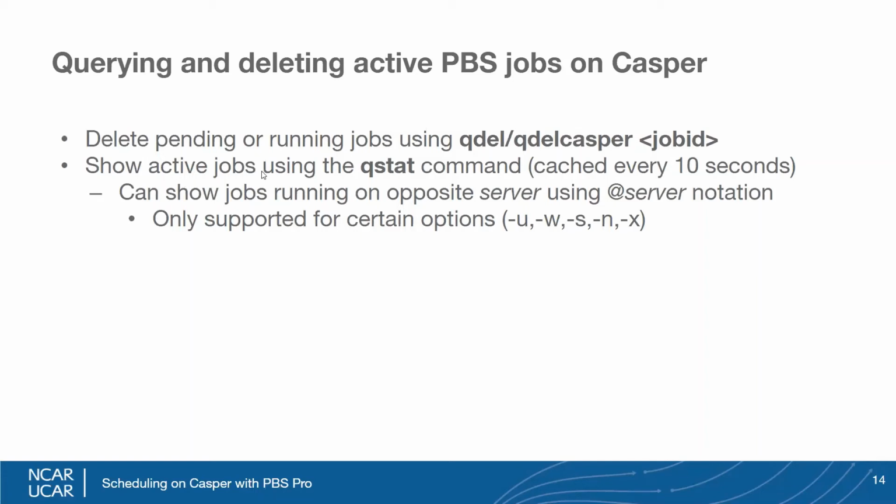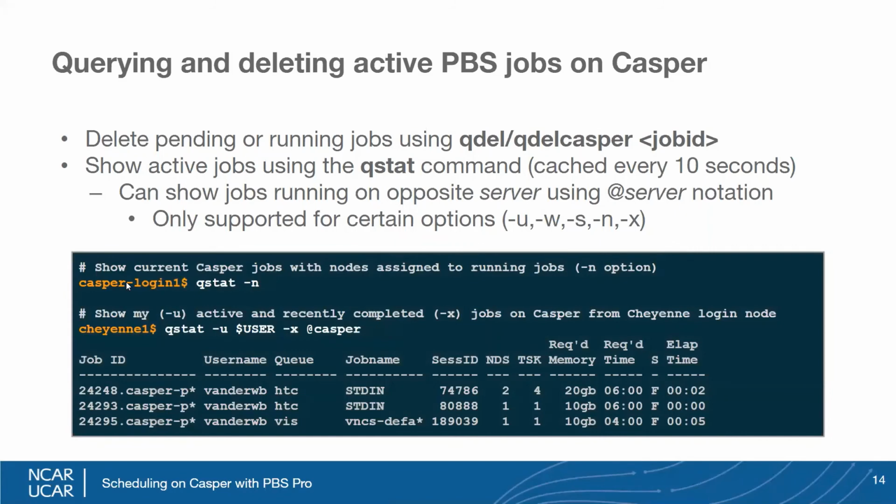If you want to show active jobs, you can use the qstat command, and on both systems we have this cached every 10 seconds, so there can be a little bit of a delay in its update, but that's really just to take some load off of the scheduler. Now, the important thing to note here is that with qstat, in a basic way, you can show jobs running on the opposite server using this @server notation, but this is only supported for certain options. Like the -u for user, wide form output, you can get the status string, a node list, and recent historical jobs with this -x. But if you use this @server, you can go across, and I'll show you what this means in this example.